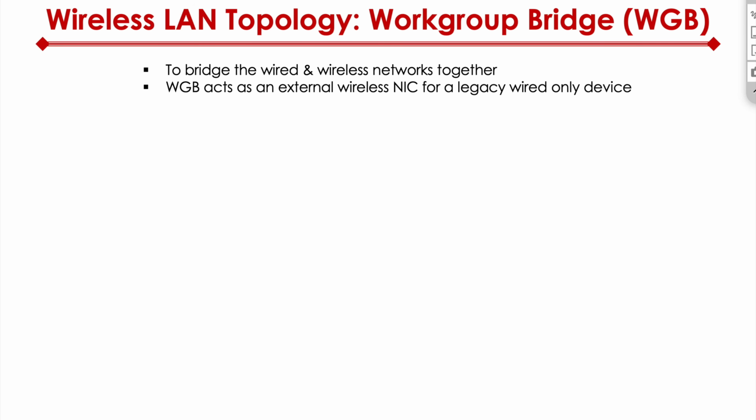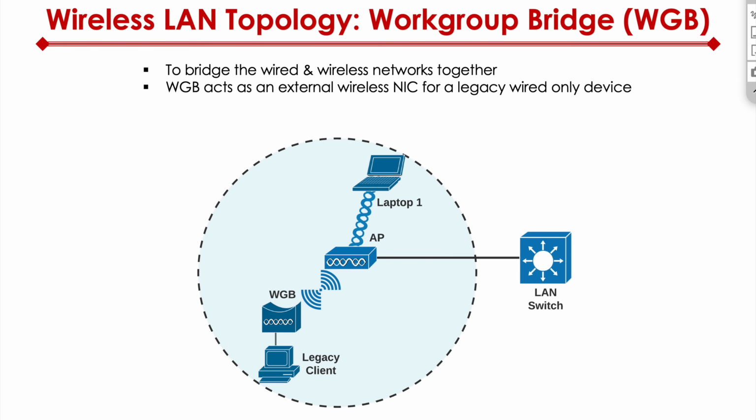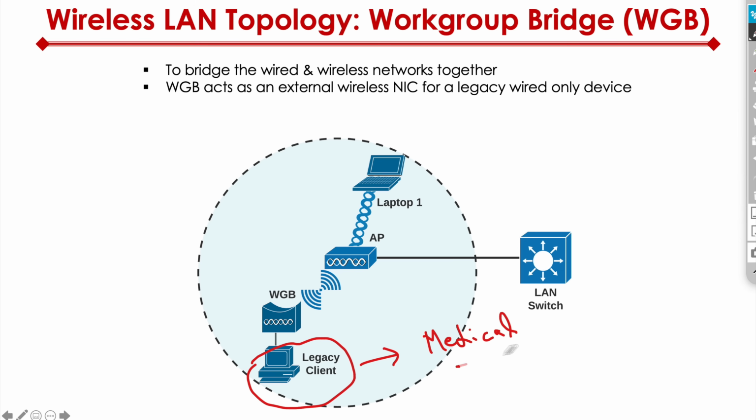And you can think of Workgroup bridge as an external wireless card for a legacy wired-only device. So here's what I mean by that. You've got this access point that's connected to the LAN infrastructure, but then you have this legacy client at the bottom. And this could be a legacy medical device, for example, right? And let's say that medical device only comes with an RJ45 connector at the back of it. It doesn't have any wireless capabilities, zero wireless capabilities.